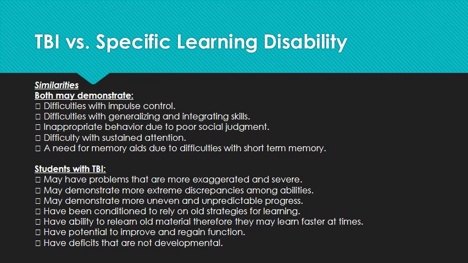But then, students with traumatic brain injury may also display problems that are more exaggerated and severe, more extreme discrepancies among their abilities. They may demonstrate more uneven and unpredictable progress, and they have been conditioned to rely on old strategies for learning. They have the ability to relearn old material, therefore they may learn faster at times. They have the potential to improve and regain their function, and their deficits are not developmental.